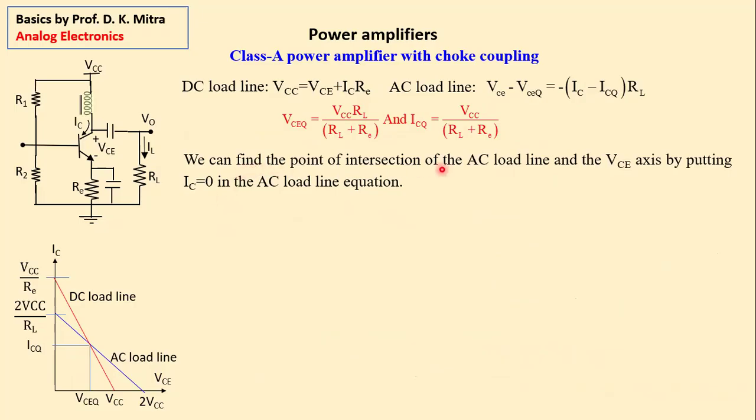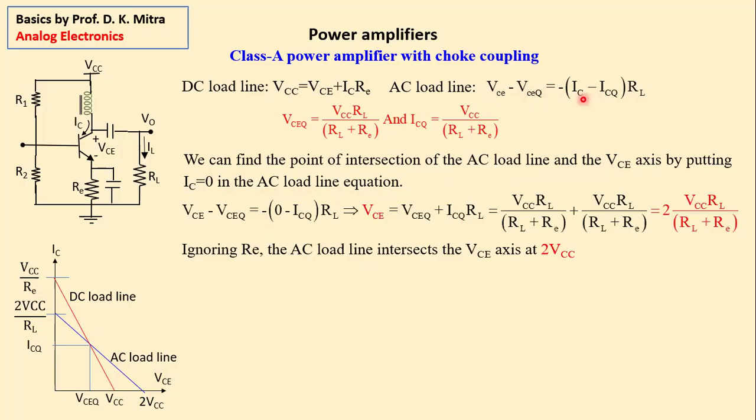We can find out the point of intersection of the AC load line and the VCE axis. That means the blue line and the VCE axis, by putting IC equal to 0 in the AC load line equation. In this AC load line equation, you put IC equal to 0. Then VCE minus VCEQ is equal to 0 minus ICQ times minus RL. From this, we get VCE. That means this value is equal to VCEQ plus ICQ RL.